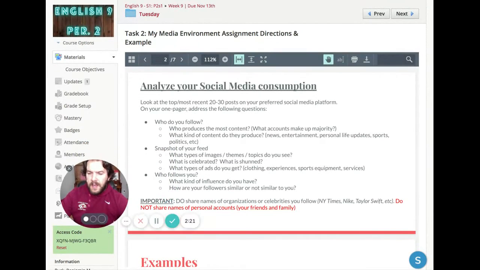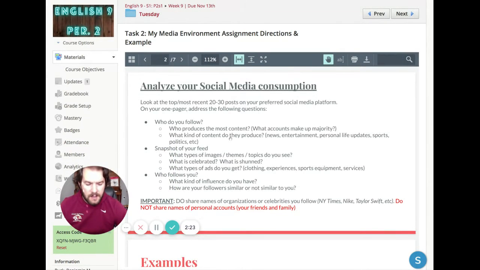So let's get more specific. The goal of your one pager is to analyze your social media use. So most of us have at least one social media account. You're going to pick which one that you use most often or the one that you want to use. For instance, you could choose Snapchat, Twitter, TikTok. If you don't use any of those, Instagram.